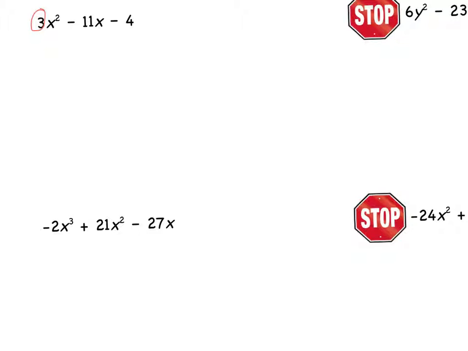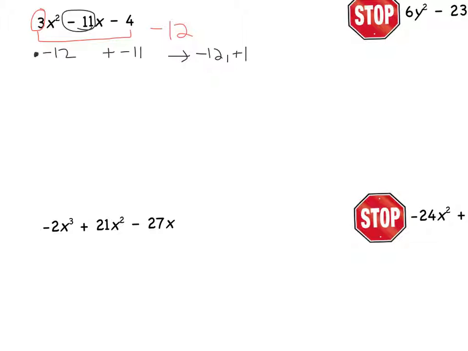So you're going to start by multiplying the first and the last term. So 3 times negative 4 is negative 12. Now it's similar to the product sum. I'm looking for two numbers whose product is negative 12 and whose sum is negative 11, this number in the middle. Now you should be able to tell that those numbers are negative 12 and positive 1. Negative 12 and positive 1 multiply to negative 12, and they add to negative 11.